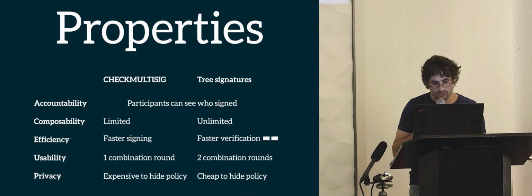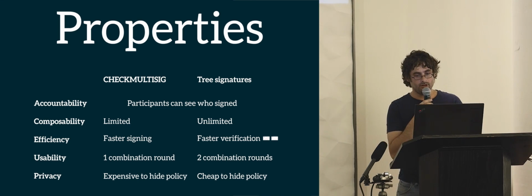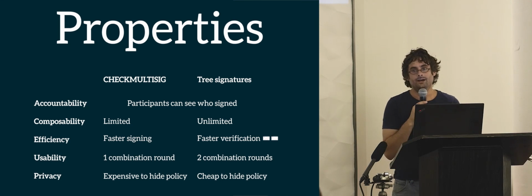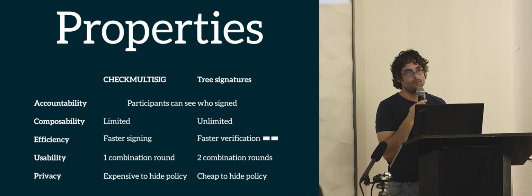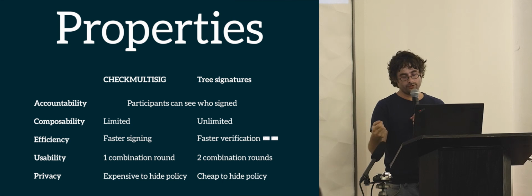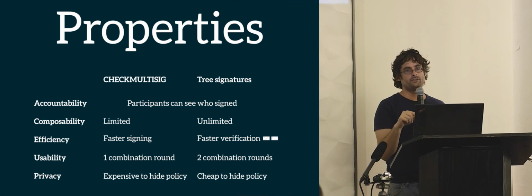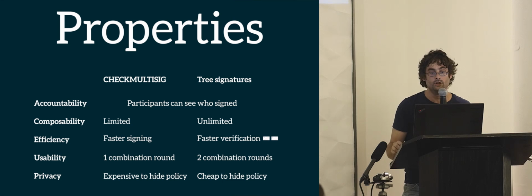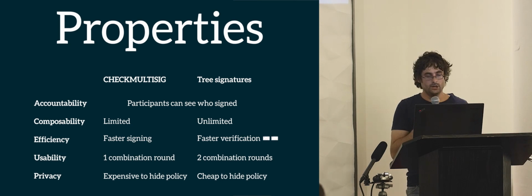let's get back to the ACE properties I mentioned in the beginning. So the accountability property, can the participant see who signed off? Yes, because it's obvious from the signature, you can see which position in the tree your leaf was. And the participants in the transaction know the full tree, so they know what it corresponds to. So this is the same between check multisig and these tree signatures.